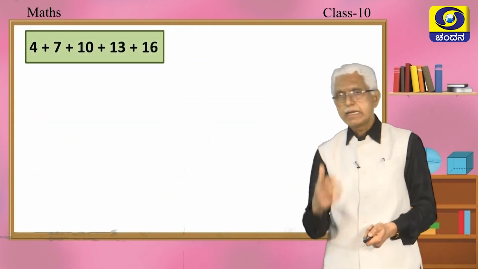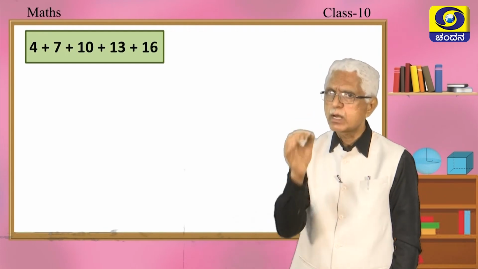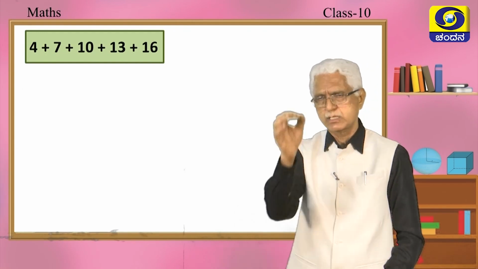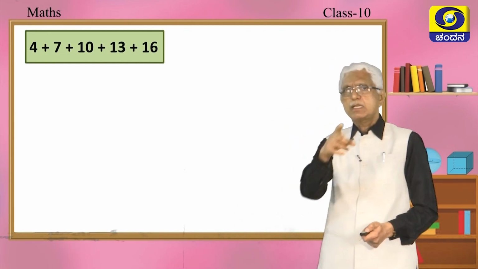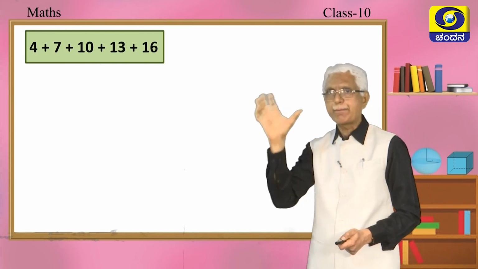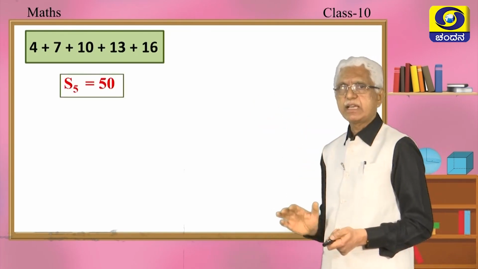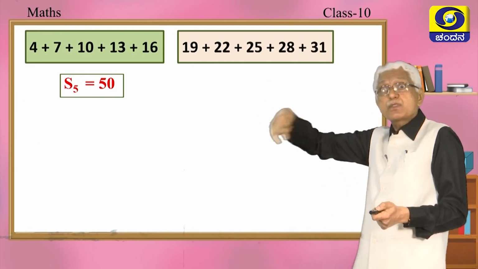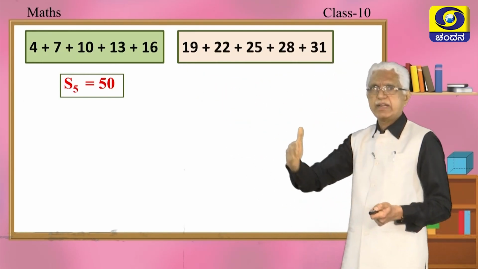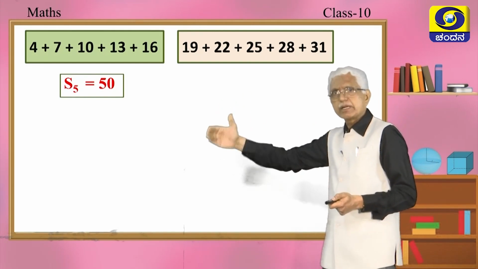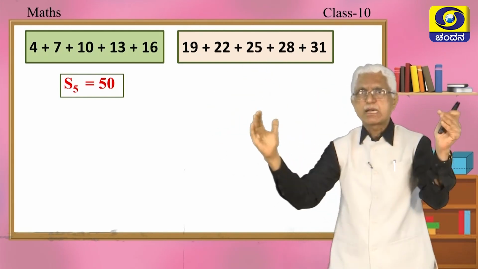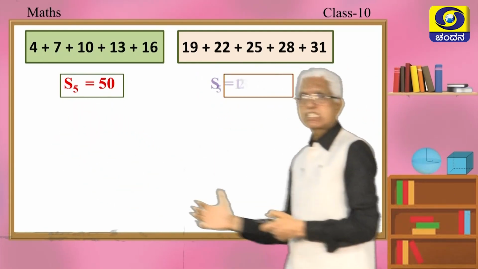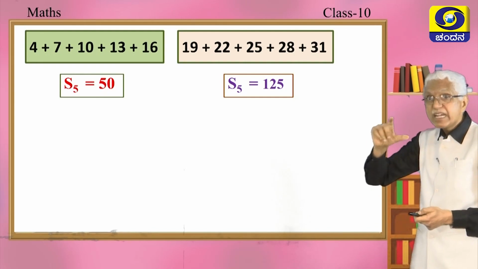So, okay, now probably I am coming to one of the very important problems from the point of your examination, my dear children. This is a beautiful problem. See, these are the first 5 terms of an AP and their sum is 50, okay? Please watch. These are the next 5 terms of the same AP: 4, 7, 10, 13, 16, 19, 22, 25, 28, 31. Sum of the first 5 terms is 50 and the sum of the next 5 terms is 125.